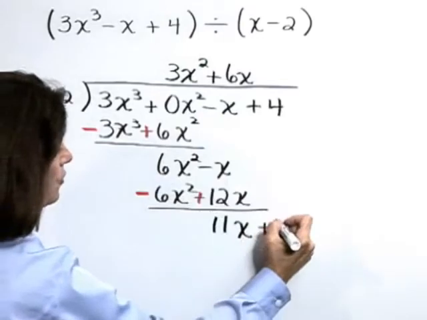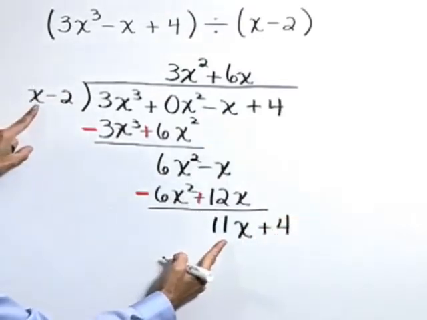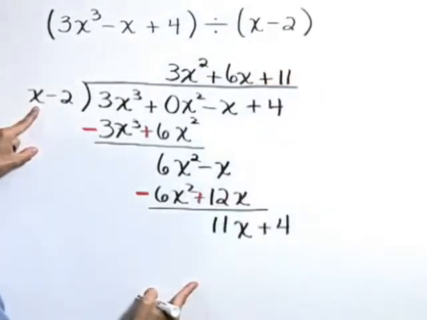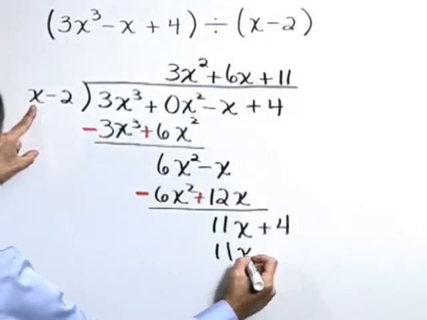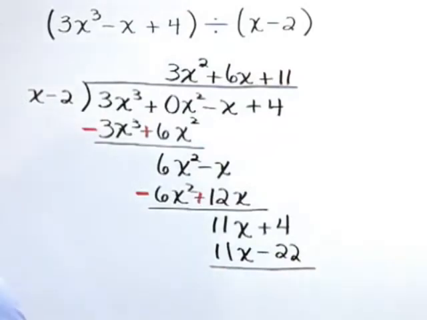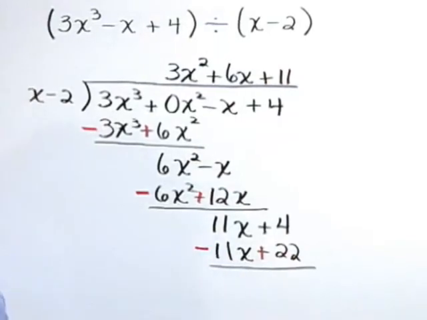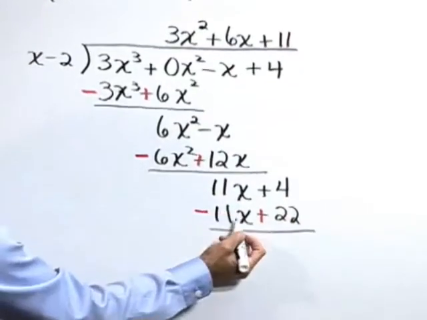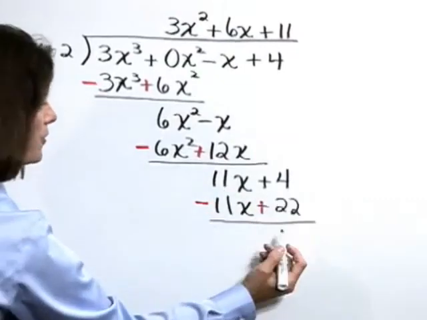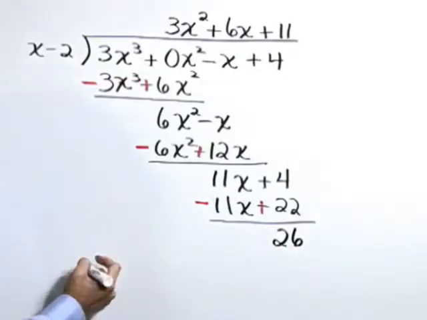Let's drop our last term, the plus 4, and do this one more time. X goes into 11x 11 times. Multiplying back, we get 11x minus 22. Let's subtract by adding the opposite or changing signs and adding. 11x plus a negative 11x cancels. 4 plus 22 is 26. So we've performed this division.